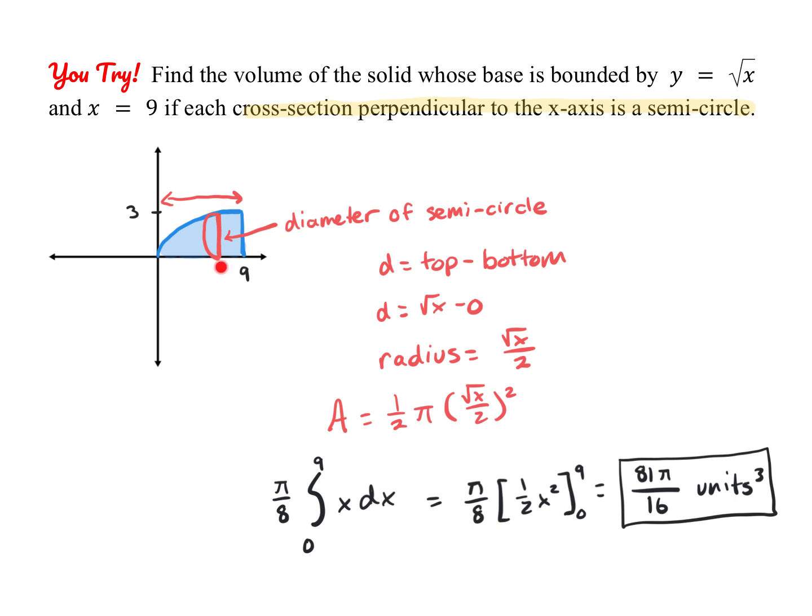So if this is the diameter of our semicircle, we do top minus bottom, which is just square root of x minus 0. That means that the radius is half of that, so square root of x over 2. So the area of any individual semicircle would be 1/2 pi times root x over 2 squared, 1/2 pi r squared. And then we're just integrating this area over the interval 0 to 9, because again, we're sliding from left to right. I pulled out the constant of 1/8 pi, and then I squared this to just get x dx, and then we can evaluate pretty quickly.